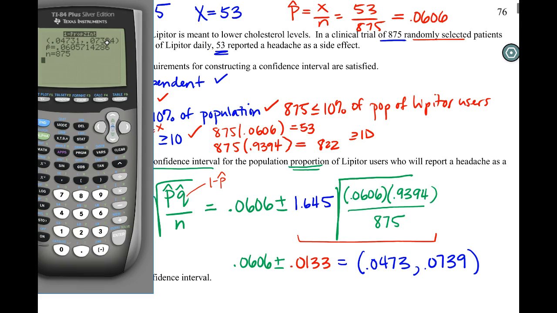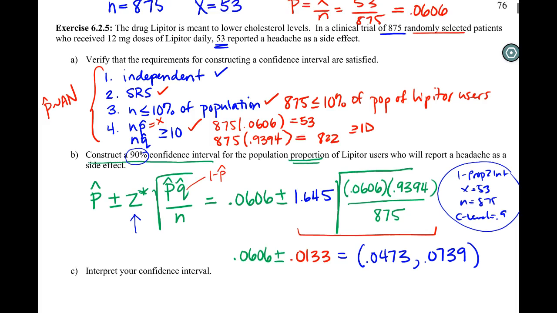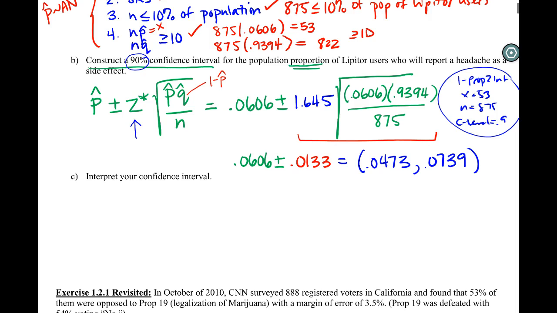So if you did this for your homework, the only thing I would ask is that as your homework, you write something like one prop, z interval, x equals, n equals, c level equals. So you've basically told me what you entered in your calculator as your work, because you can see the people who have to use the formula are going to show me a ton of work, and you're not doing quite as much.